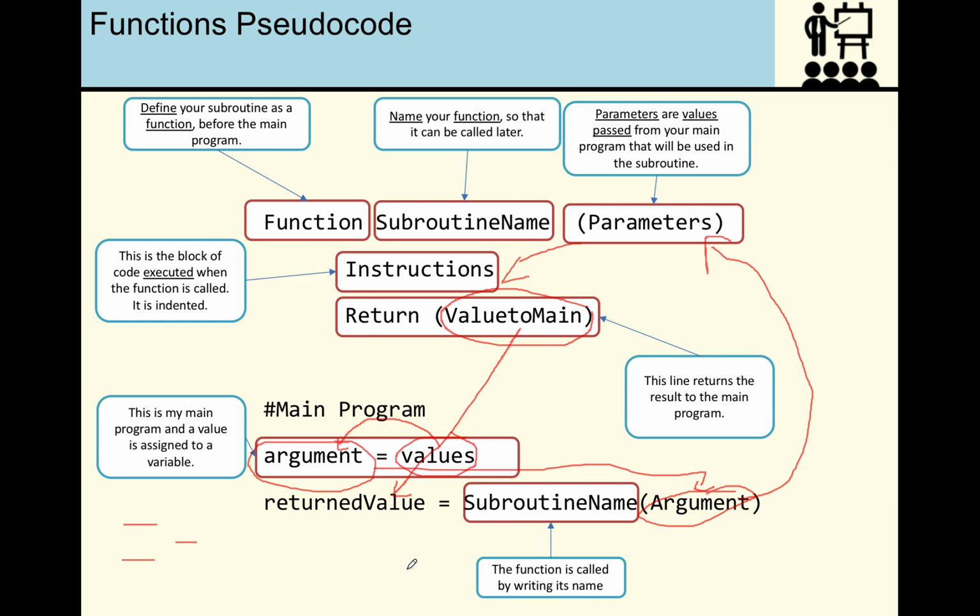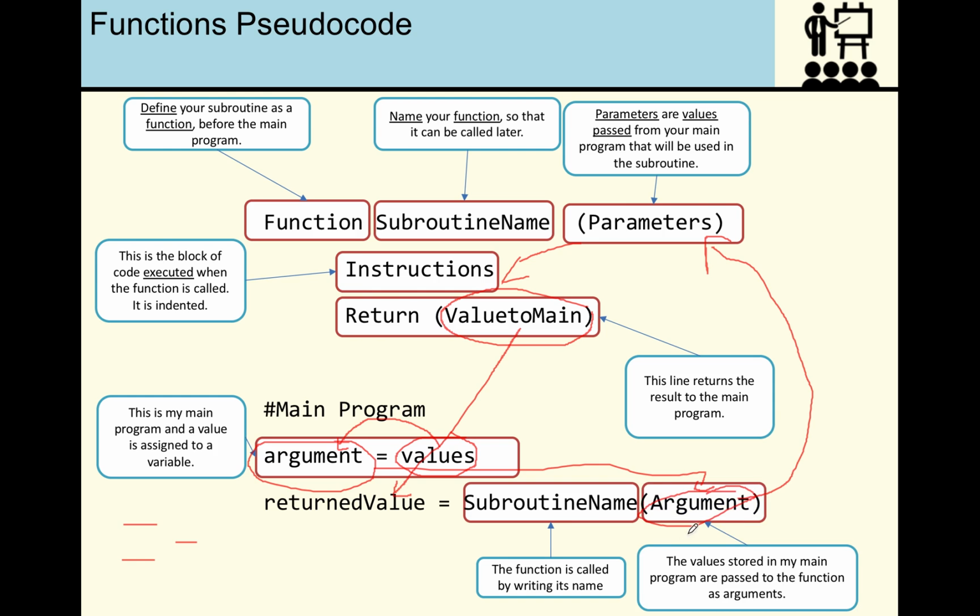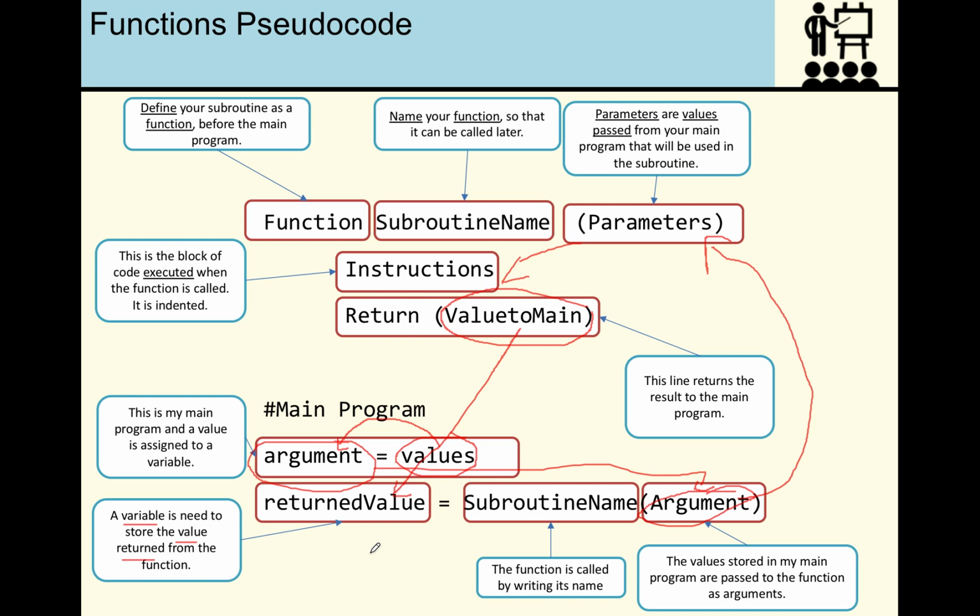Just to go back very quickly there, when I'm calling my function, I write its name. I might want to pass values as arguments to my function. And once that code is run, the values are returned to the variable. So I need to have a variable name where I can store the values that are returned from my function.